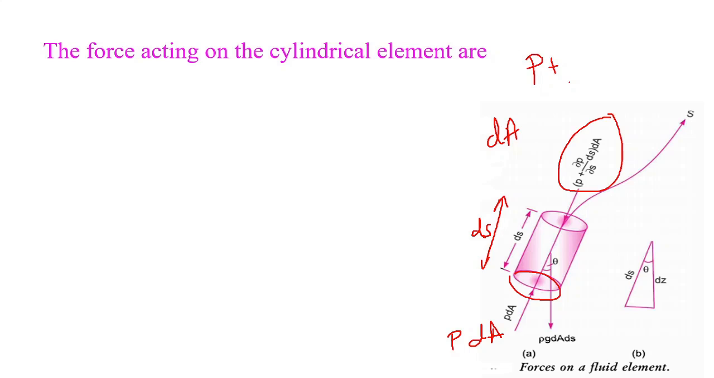So we take P plus an additional term due to the length of the element, that is dou P by dou S into ds. This is the pressure force acting on this face, into the area dA. Here it is P into dA, and there it is due to the length of the cylindrical element. The direction of flow is this side. In the direction of flow we take forces as positive, and opposite to the direction of flow as negative.